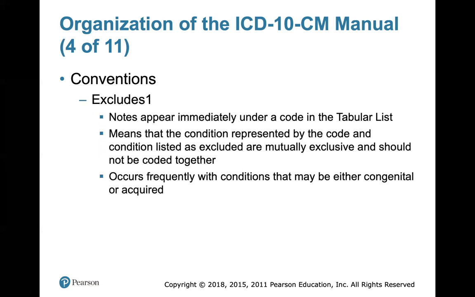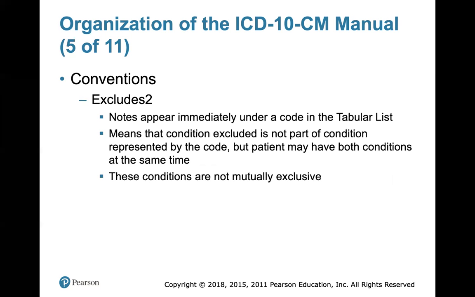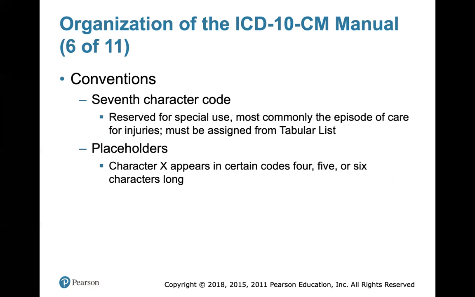So convention Excludes 1, notes appear immediately under a code in the tabular list. Means that the condition represented by the code and condition listed as excluded are mutually exclusive and should not be coded together. Occurs frequently with conditions that may be either congenital or acquired. Excludes 2, notes appear immediately under a code in the tabular list. Means that the condition excluded is not part of condition represented by the code, but the patient may have both conditions at the same time. These conditions are not mutually exclusive.